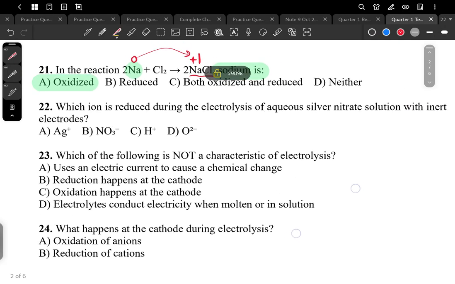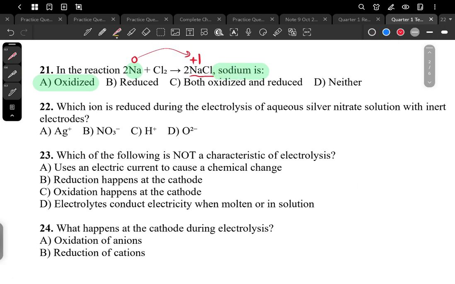Which ion is reduced during the electrolysis of aqueous silver nitrate? So it is an aqueous silver nitrate solution. So it has silver and hydrogen at the cathode, right?